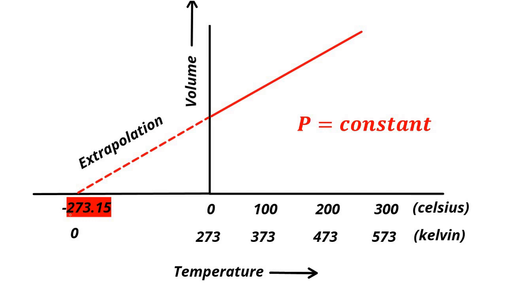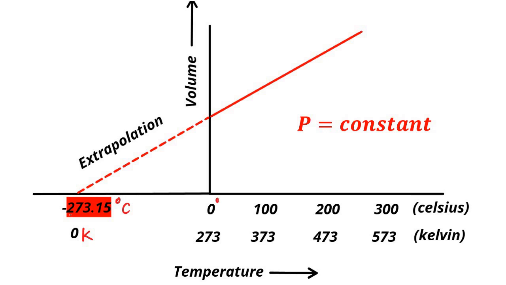Minus 273.15 degrees Celsius. Always remember this top temperature is in Celsius. Here we have taken the top temperatures in Celsius and the bottom ones in Kelvin. So minus 273.15 degrees Celsius is equal to 0 Kelvin. This is the Celsius temperature which we have taken on the x-axis, the top one, and just below we have taken that in Kelvin.